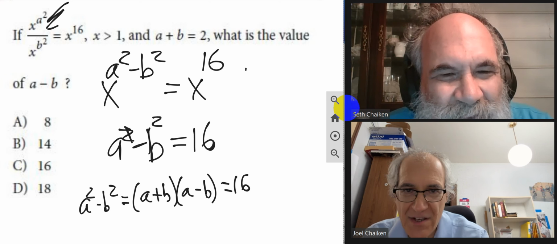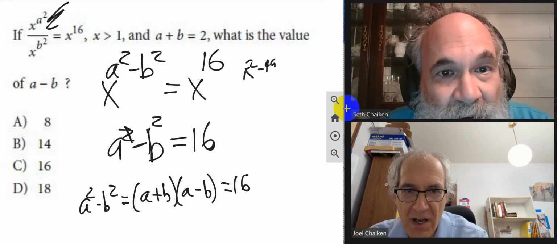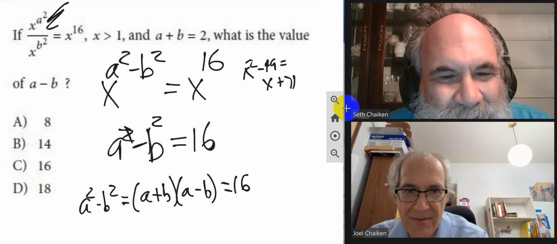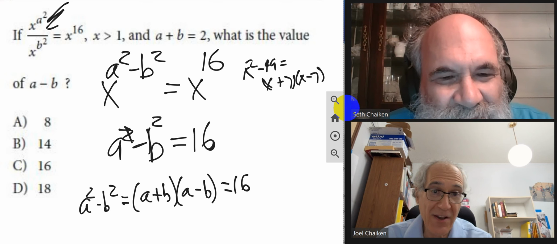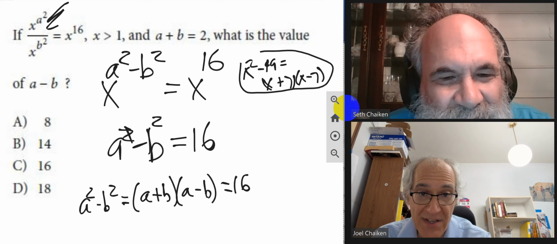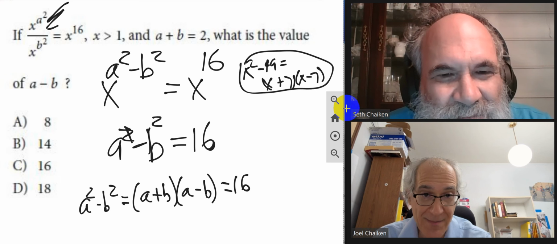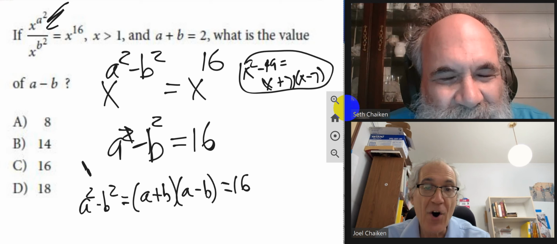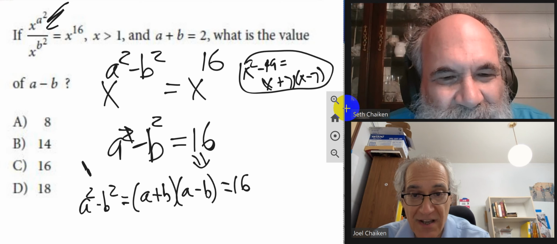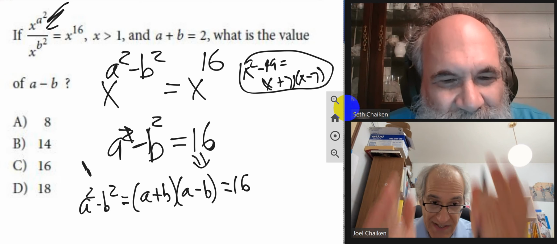People have seen this: x squared minus 49 factors as x plus 7 times x minus 7. But this is interesting because it's the a and the b. You may only remember it this way, with a number there, x squared minus 49. But here you have to realize that a squared minus b squared is a plus b times a minus b. Always keep the equal sign going down. Very important to keep that equal sign.